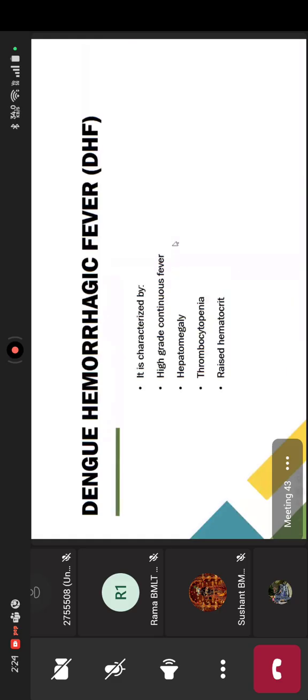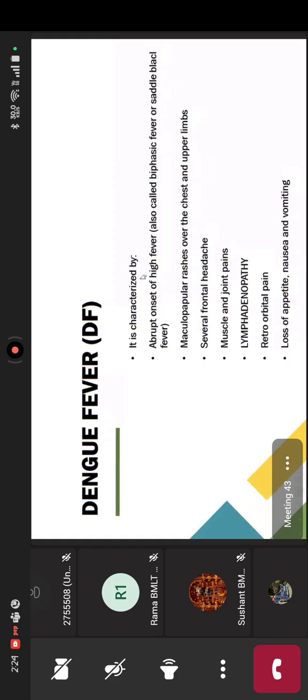So the second one is dengue hemorrhagic fever. Okay, students, dengue hemorrhagic fever is characterized by high grade continuous fever. In dengue fever, there is an abrupt onset of high fever. Suddenly, the patient has a high fever, then it goes down. Then again, the patient is suffering from high fever, right? It is a biphasic fever.